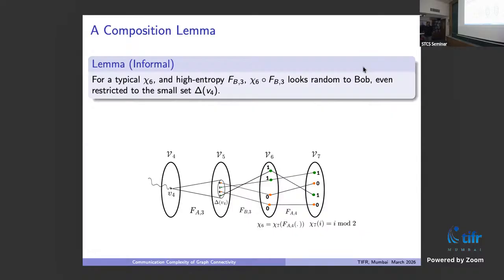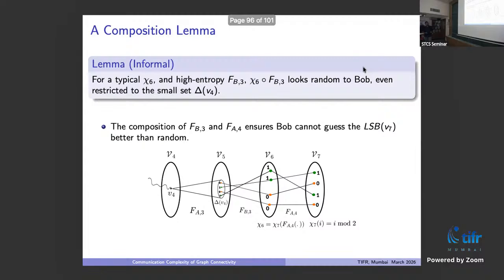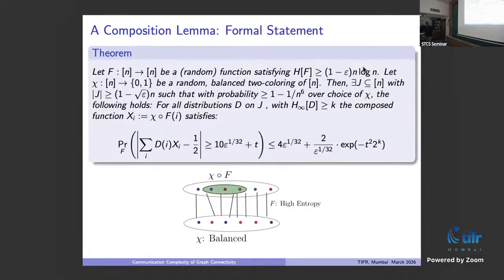So which is why he cannot predict whether it leads finally, in V7, to a 1 vertex or a 0 vertex. So that's kind of the idea, and this means that he cannot guess the least significant bit of V7. Okay, so this is just the formal statement of the lemma.